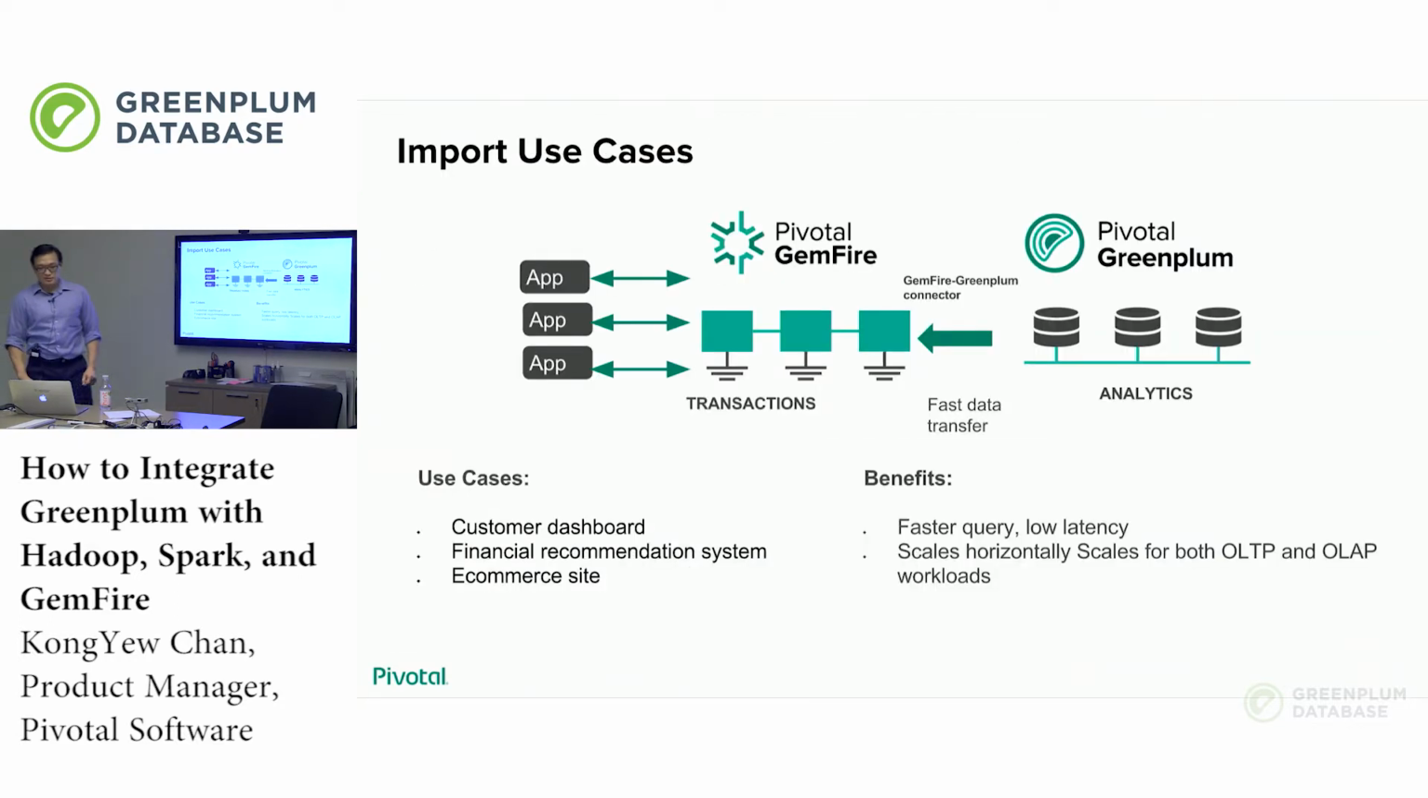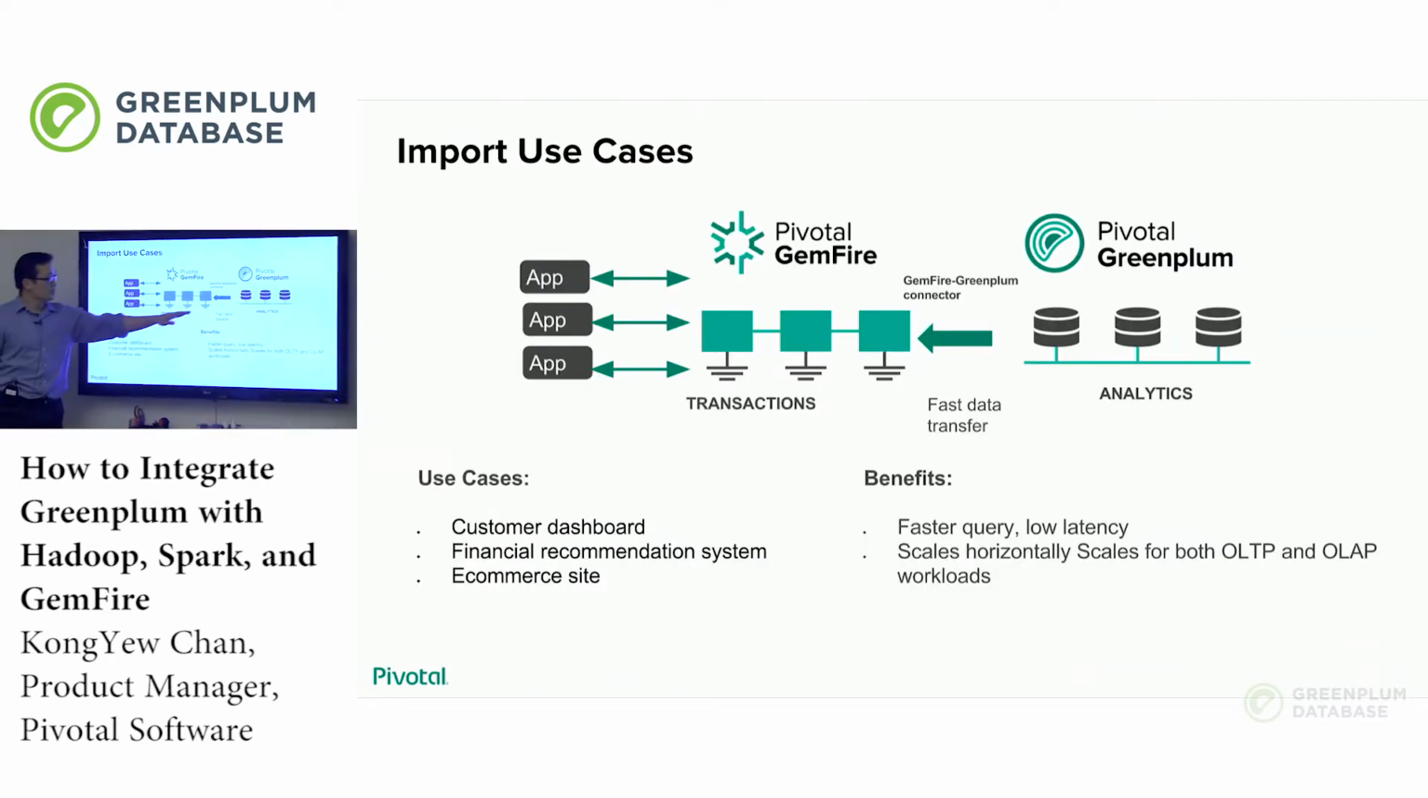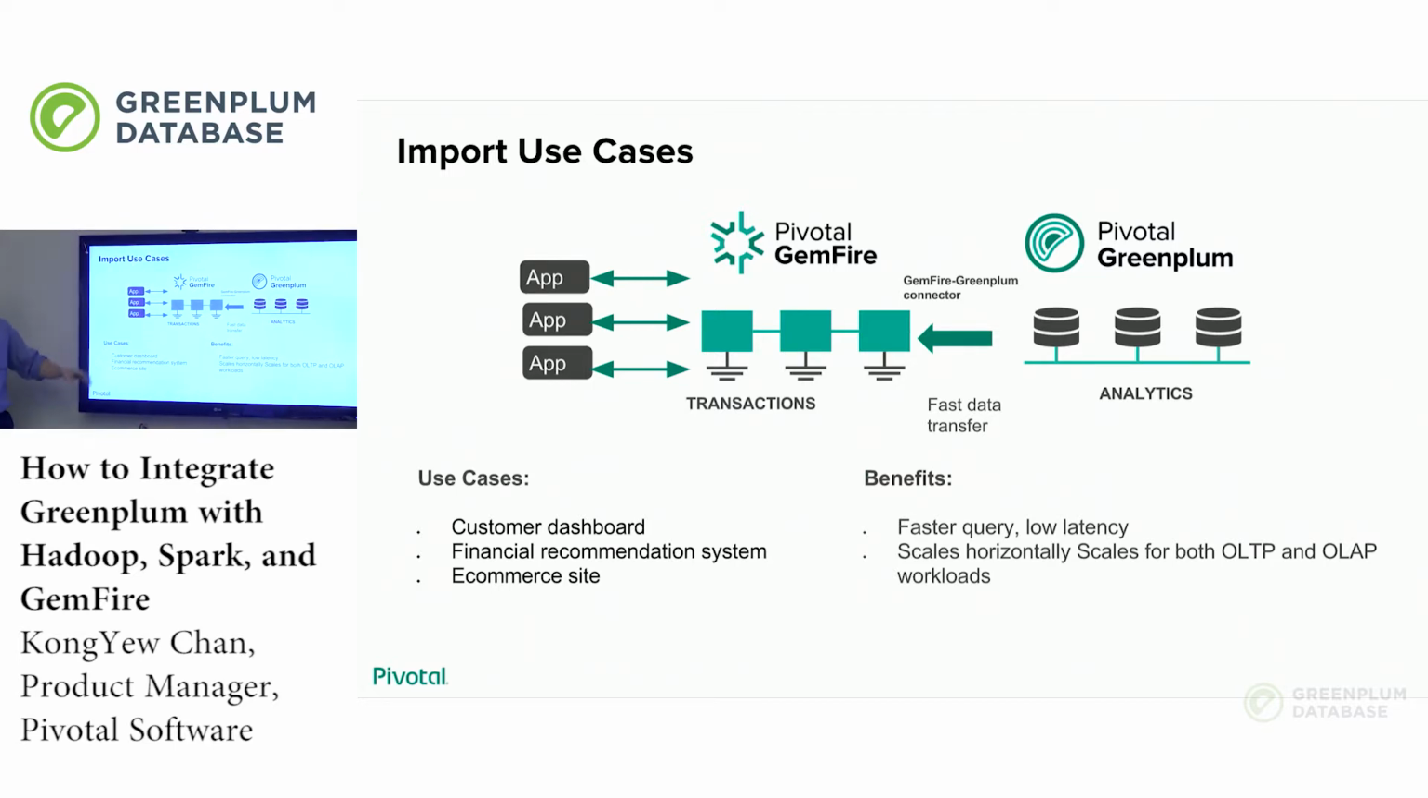The use case is that, as I mentioned, you want to get the data from Greenplum into GemFire such that applications can access GemFire. Use cases would be a customer dashboard, a recommendation system, even an e-commerce site. And what you're leveraging is GemFire's capability to scale to millions of requests at low latency. Now you have a hybrid system that scales horizontally and vertically because you have spread the workload across GemFire and Greenplum. Question? Question from Jacques.